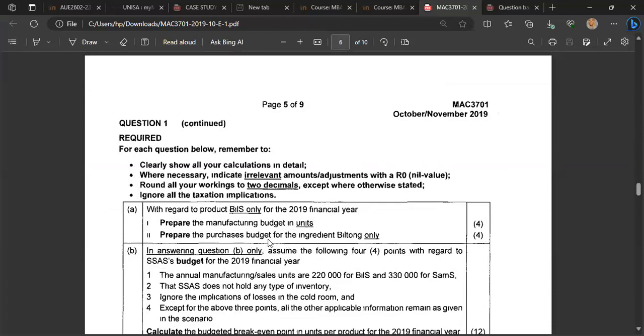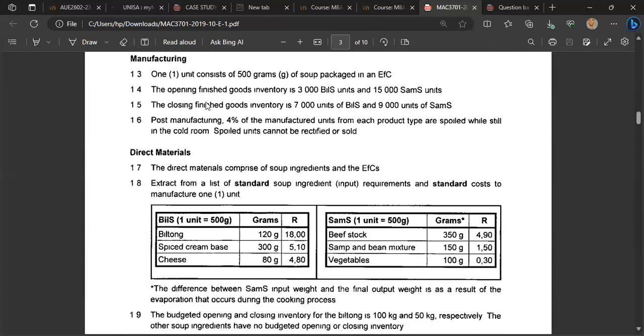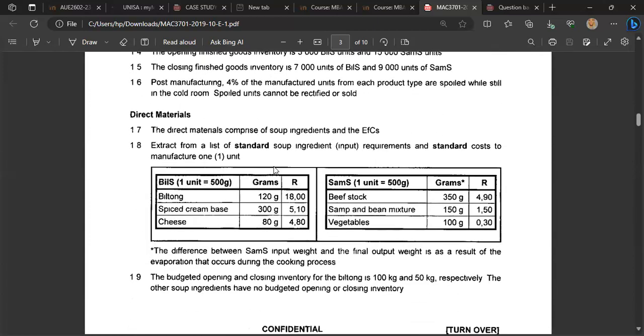Prepare the budgeted sales, the purchase budget for the ingredients of biltong only. So let's look at biltong. Right, this is the budgeted information there. Direct material. So this is where the biltong is. Biltong is 120 grams at 18 there. And then the difference between SM input is as a result of that. And then the budgeted opening and the closing inventory for biltong is 100 and then 50 respectively.